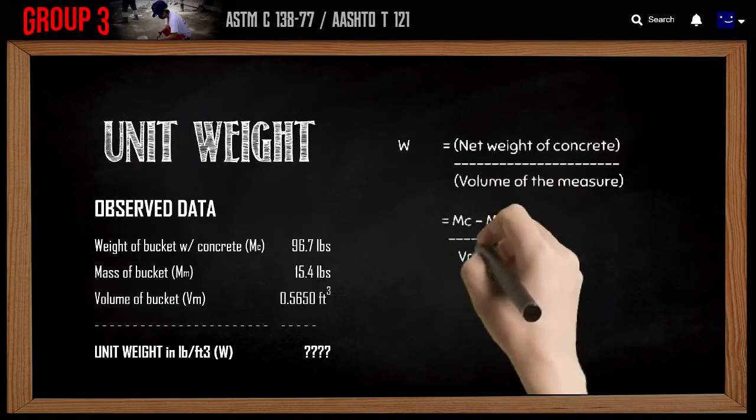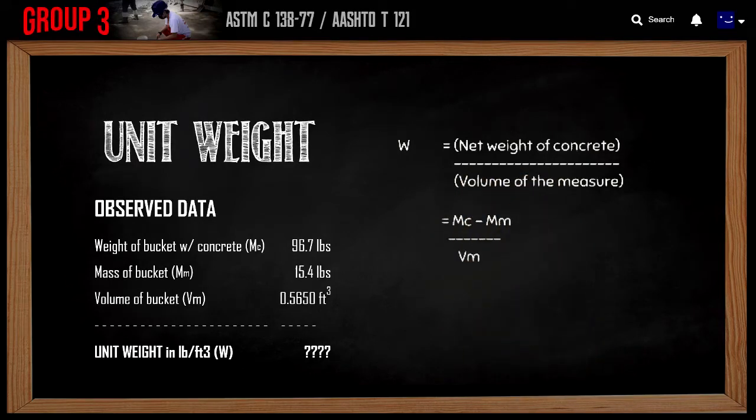W equals (M_C minus M_M) divided by V_M, where W is the density or unit weight of the concrete in pounds per cubic foot, M_C is the mass of the measure filled with the concrete in pounds, M_M is the mass of the empty measure in pounds, and V_M is the volume of the measure in cubic feet. Let's go ahead and do this with our observed data.